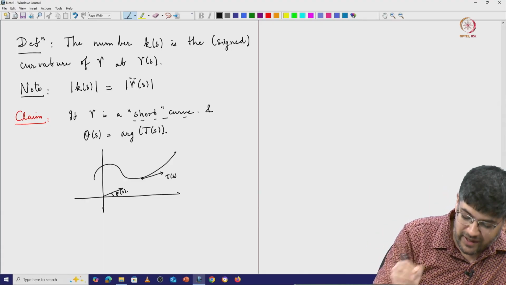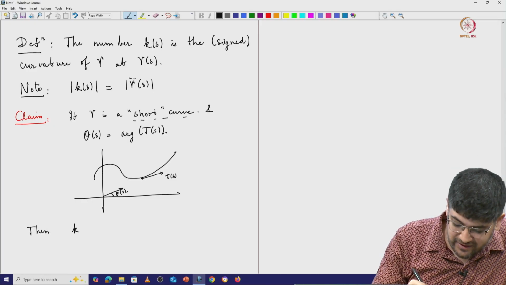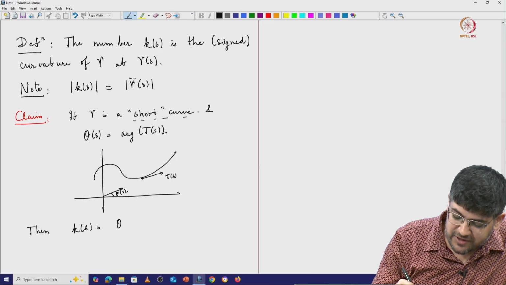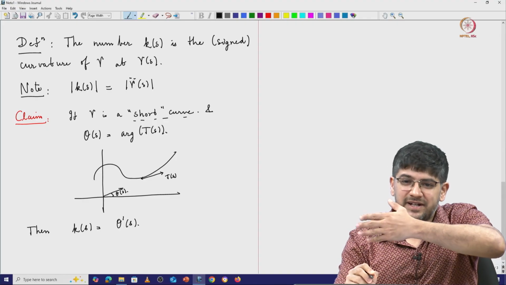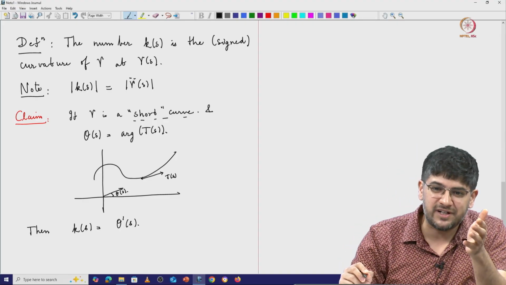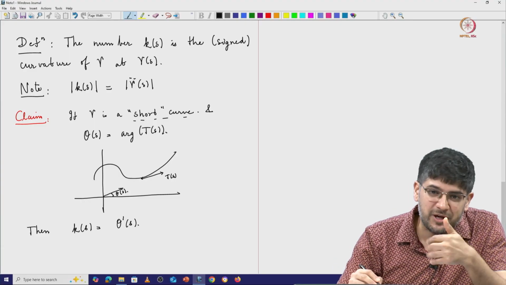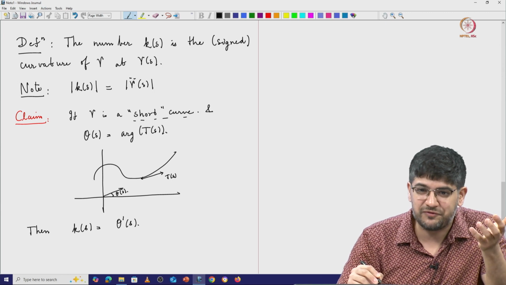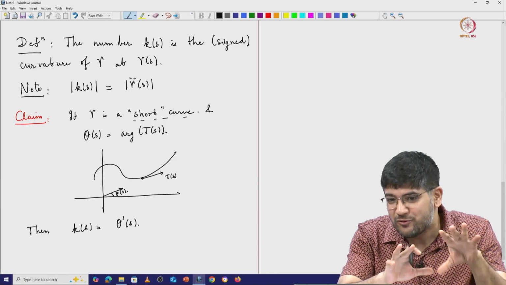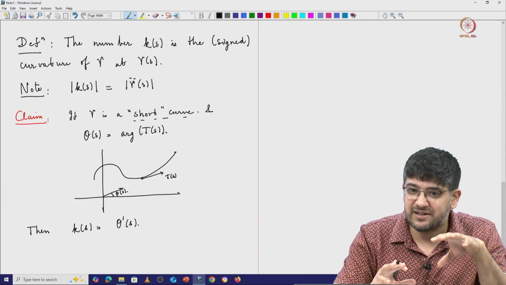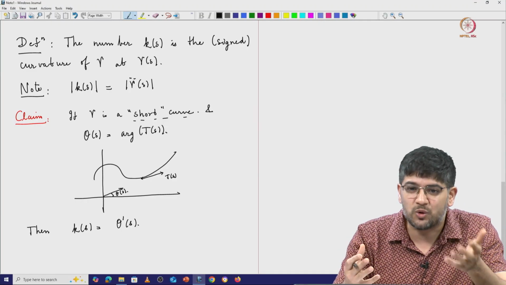So then the conclusion is that the signed curvature is precisely the first derivative of theta of s. So remember, the total turning angle was basically how much your velocity vector turns, right. So that is obviously, by the fundamental theorem of calculus, obtained by integrating the derivative of theta. So what this actually tells you, at least for short curves, again I'll explain what that means, is that integrating the signed curvature actually gives you the total turning angle.